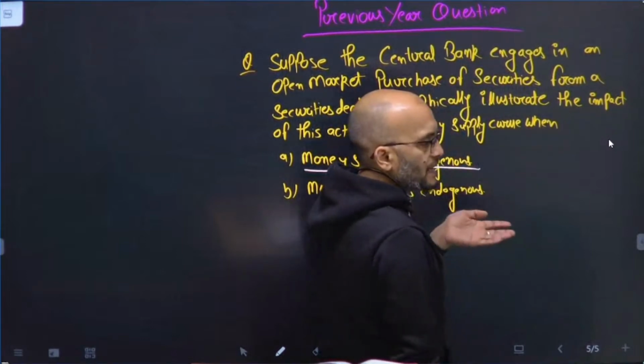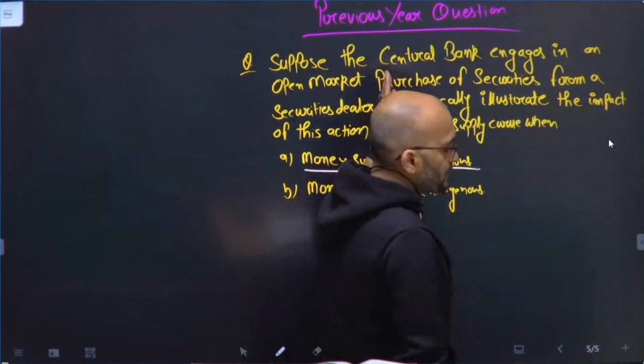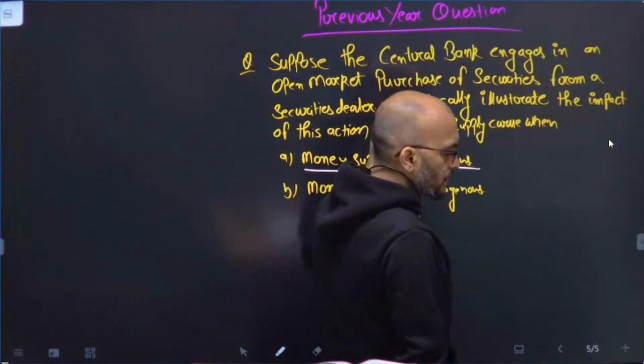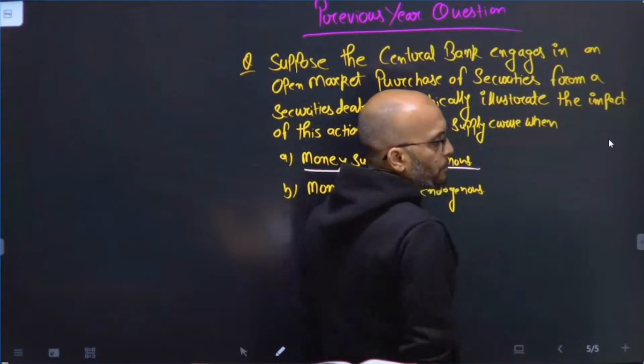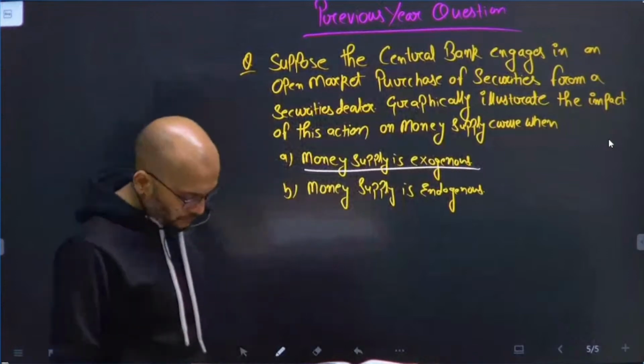And whatever you are saying, it is not even synchronizing with the question. In the question, it is saying purchase. Do you know the meaning of purchase? Sakshi, you tell what will happen.